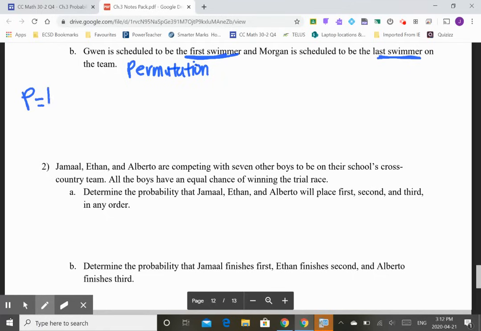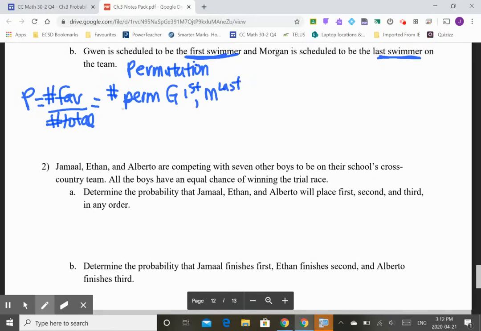Probability, one more time, is the number of favorable outcomes out of the number of total outcomes. Our favorable outcomes is the number of permutations with the restrictions we are given. So that is going to be the number of permutations that has Gwen in the first position and Morgan in the last position. Our number of total outcomes is our number of permutations with no restrictions. So that means that's the number of permutations with any of the 9 students in any of the positions.